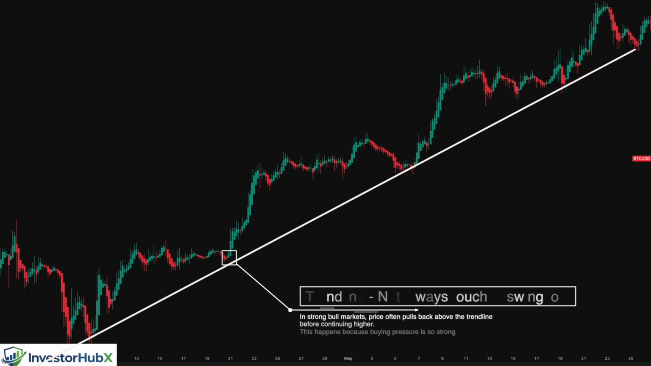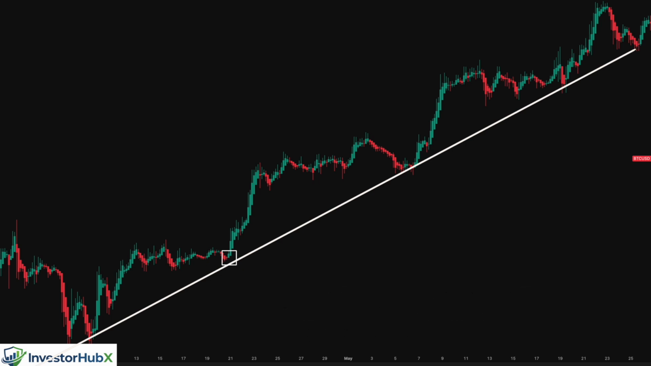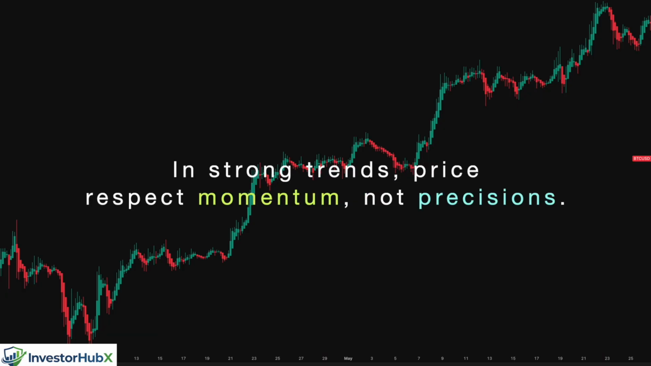It's important to understand that price does not always touch the exact swing low. In strong bull markets, price often pulls back above the trend line before continuing higher. This happens because buying pressure is so strong that buyers step in earlier without waiting for deeper pullbacks. In these cases, the trend line still represents the overall direction of the trend, even if price doesn't react at the exact line. This is why trend lines should be treated as zones, not precise levels. In strong trends, price respects momentum, not precision.